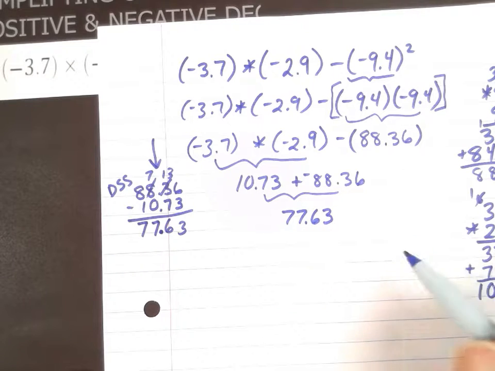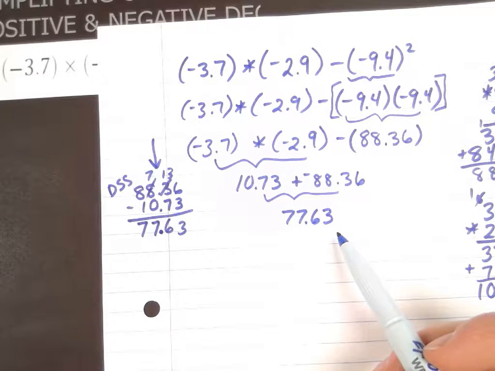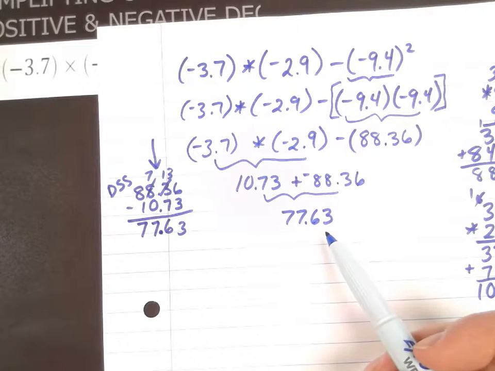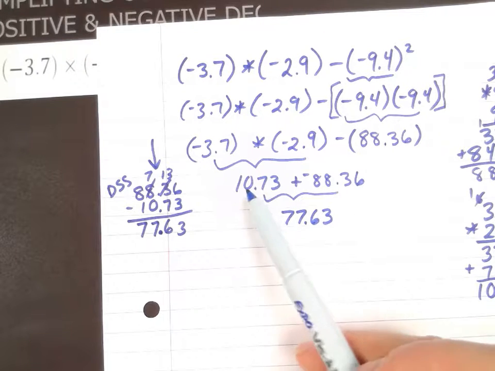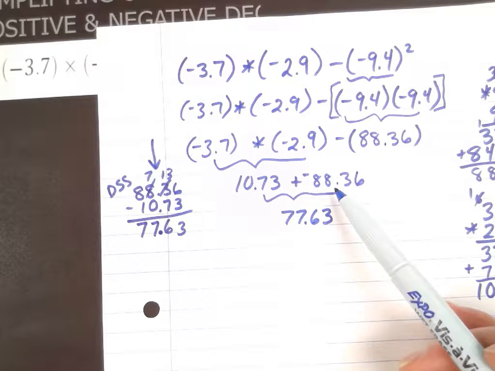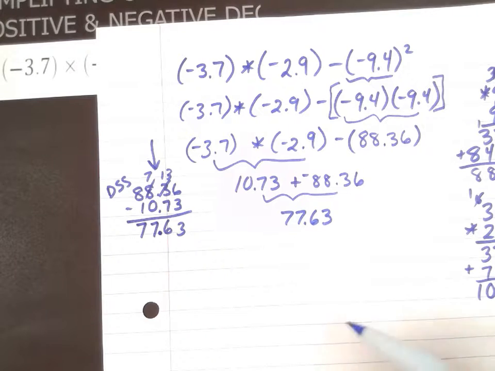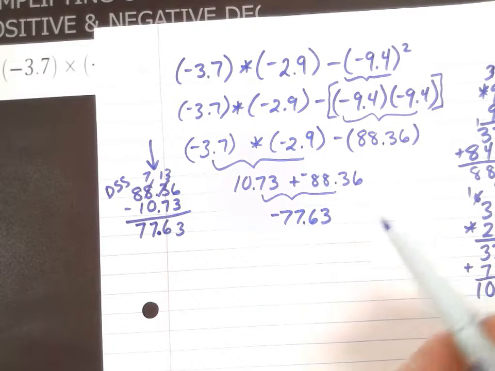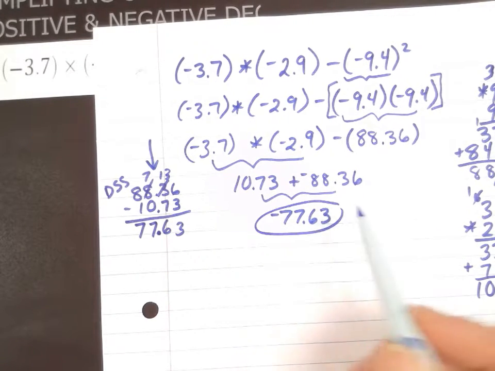77 and 63/100ths. But hang on, we have to pay attention to the integer rules. So let's look back and see what happens here. I had positives plus negatives, but who was the farther number? Which number would win this? The negatives. The negatives win this round. Looks like we have a final answer.